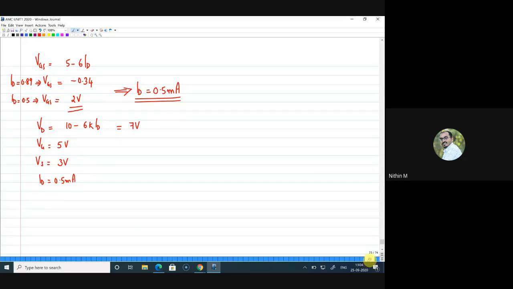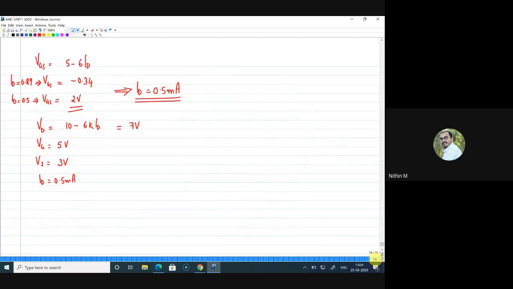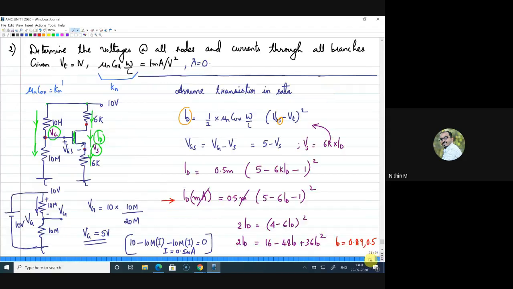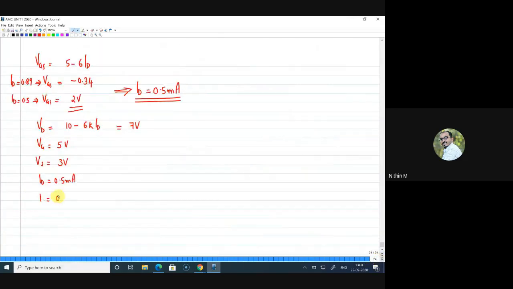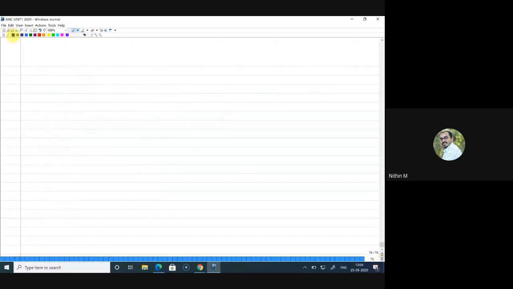Now how to find the current on the input side? I think we already obtained that current while solving this, right? The current on the input side is actually 0.5 microamps. Is this clear? I hope this is clear. I can again open for discussion after solving one more numerical. If you have doubts, you can ask.